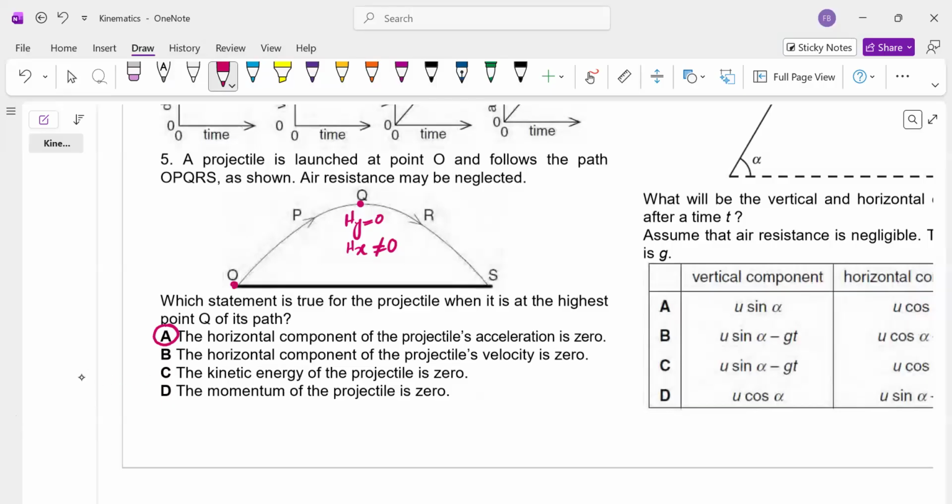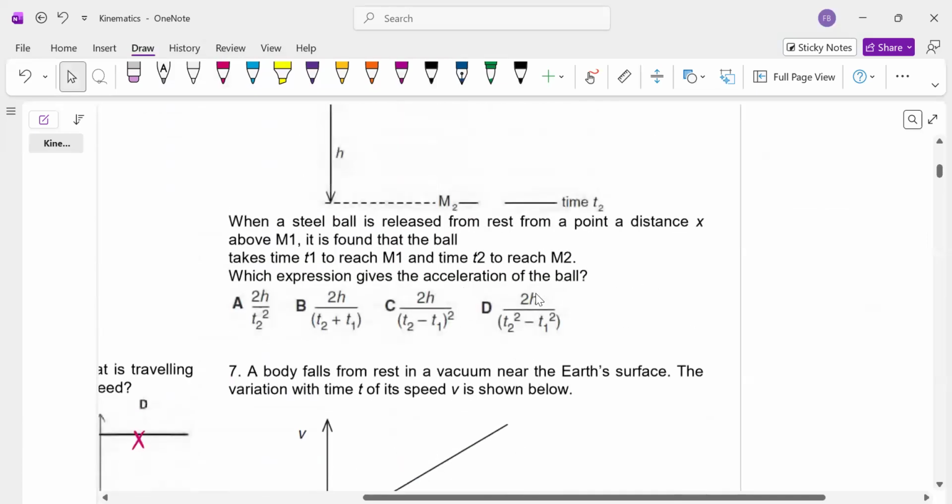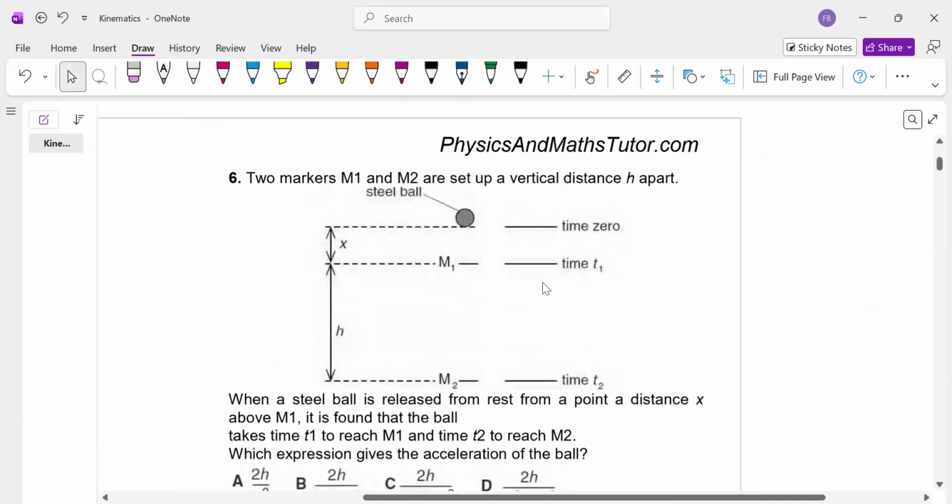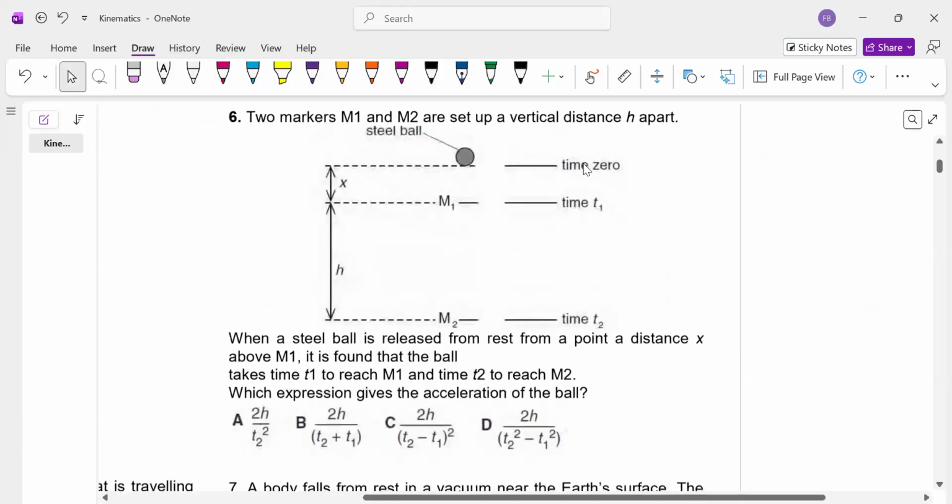Are you getting this? Yeah, I'm getting it. Okay. This is from the physics and math tutor. Okay, now read this and tell me what they are asking.